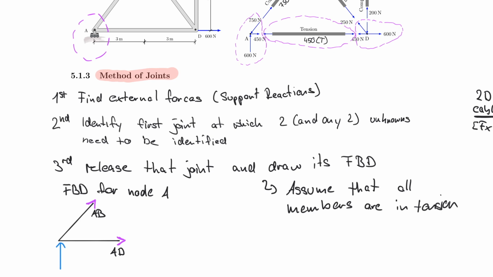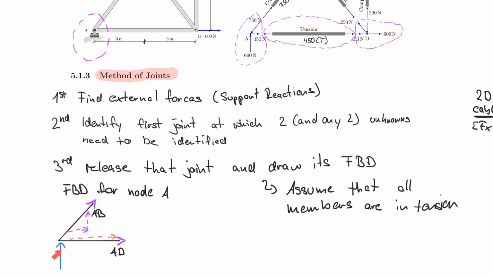And maybe you can already observe that this cannot result in equilibrium because I have a vertical component and a horizontal component due to these. And I also have the horizontal component in AD. And you can already see that ADX and ABX, let me point towards that. So ADX and ABX cannot be in equilibrium if they're both pulling to the right.